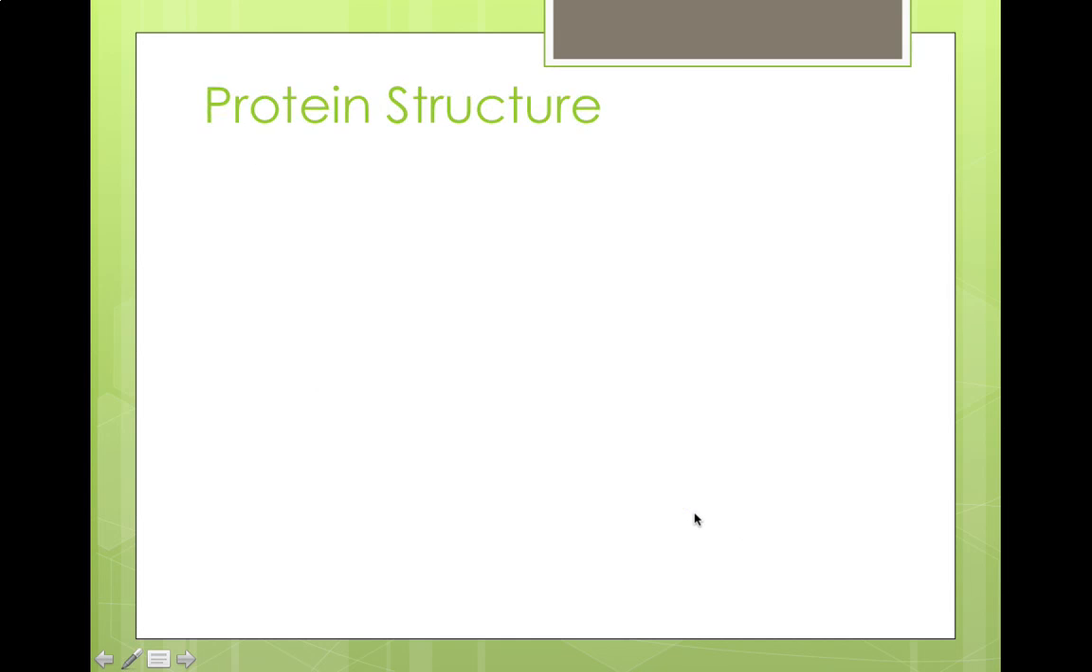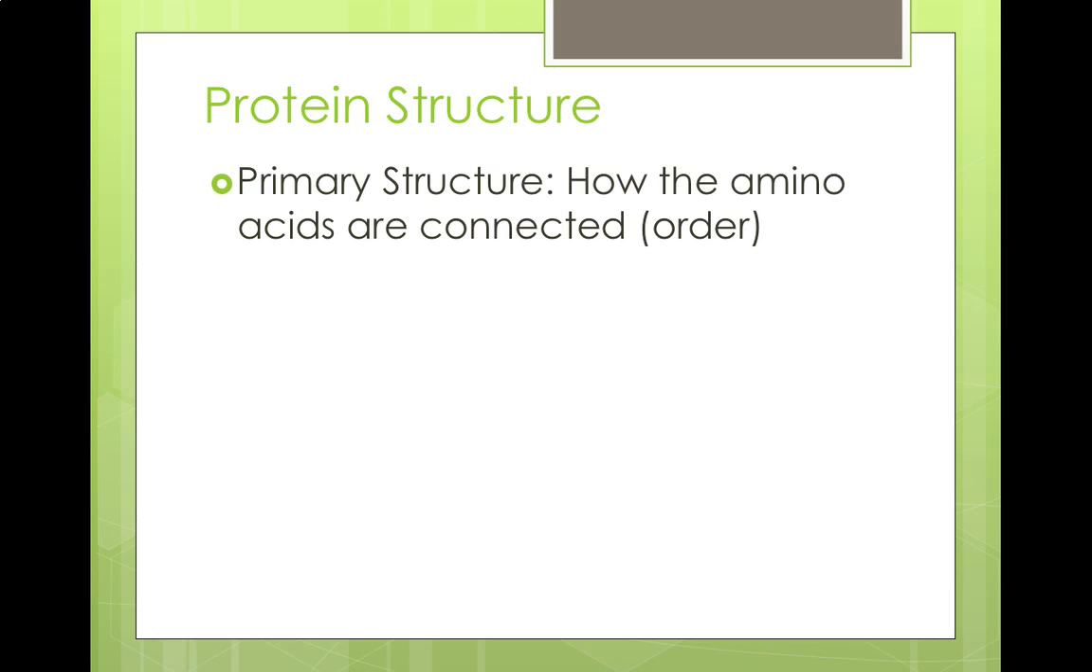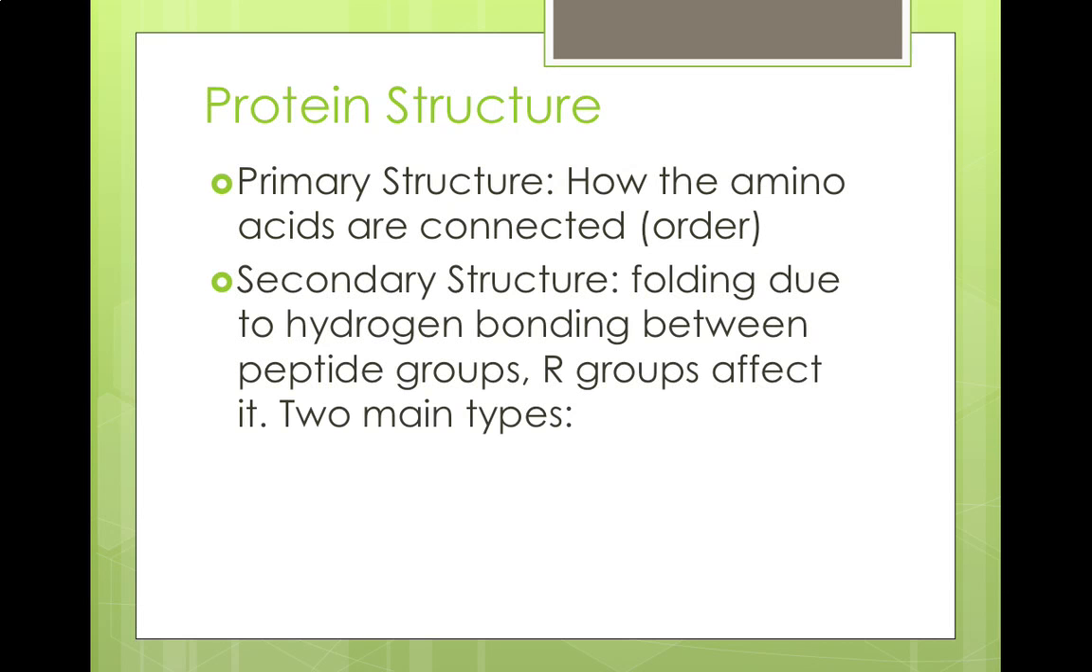The protein structure, once I get these long polymers in 3 dimensions, forms really complex, really interesting molecules that give us the vast array of processes and structures that these proteins can have and make us and the world around us so unique because of the way that they interact. So we have first and foremost the primary structure, and that's how the amino acids are connected, so the actual order of them. The secondary structure is any folding due to hydrogen bonding between the peptide groups.